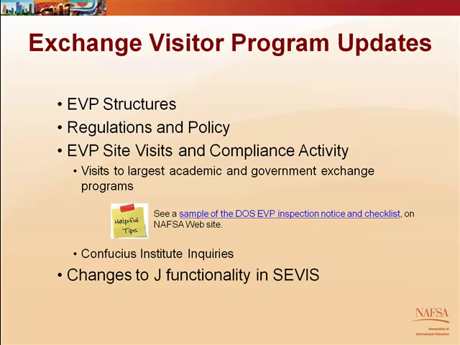SEVIS 610, implemented on April 20th, 2012, added functionality to allow adding a J2 dependent record to J1 records even after the J1 has received a J1 visa. Prior to this change, if a J1 received a J1 visa, you could not add a J2 record until the J1 record was validated.